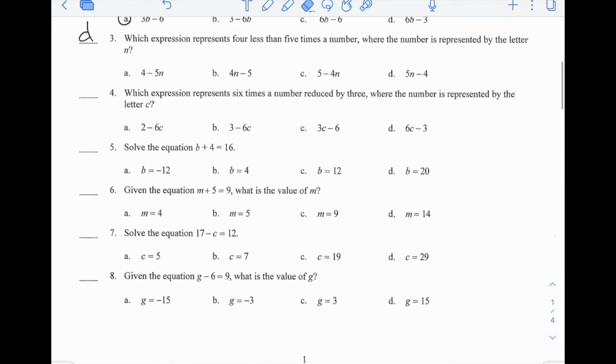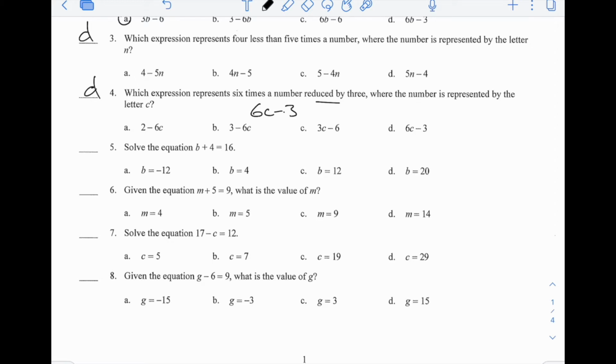Okay, number 4, which expression expresses 6 times a number, reduced by 3, subtract 3, where the number is represented by letter C. My bad, C. So 6C subtract 3, so D.